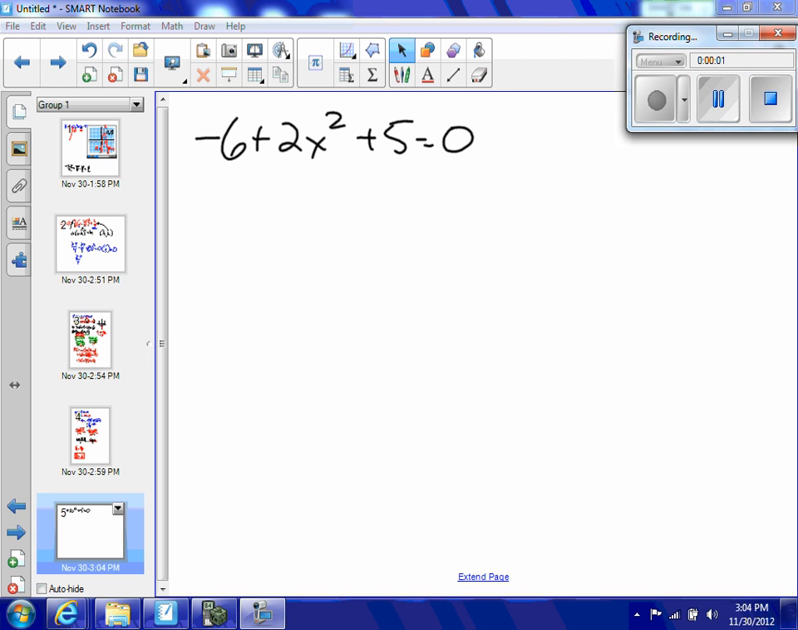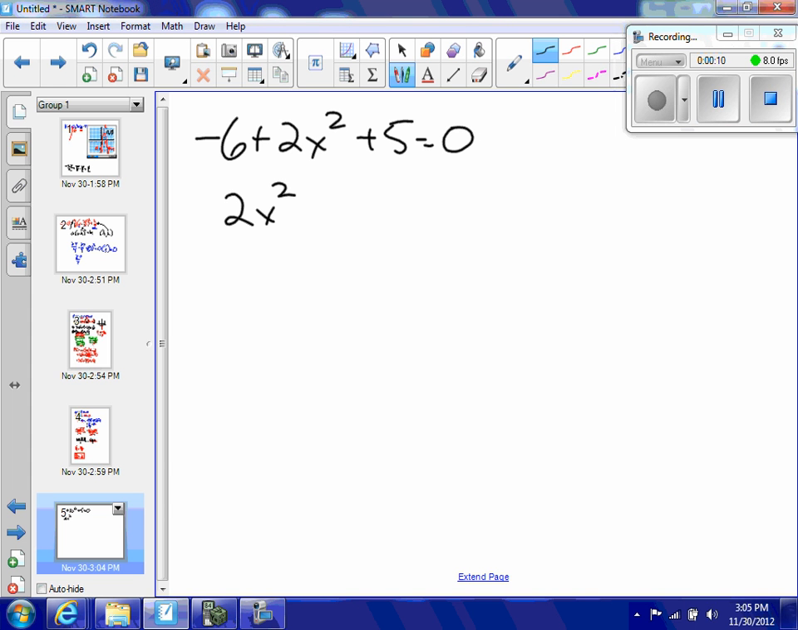Same problem number 4 on the chapter 4 test. I'm going to start by putting it into standard form: 2x squared minus 6x plus 5 is equal to 0. And I'm going to solve it by completing the square.